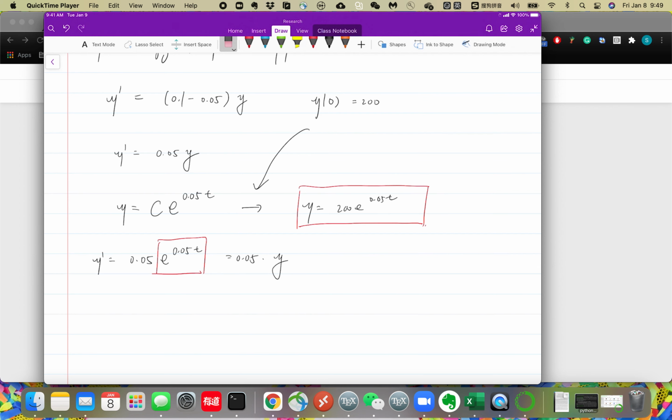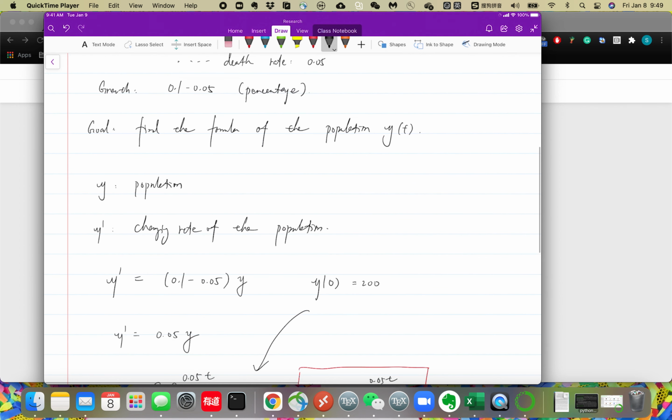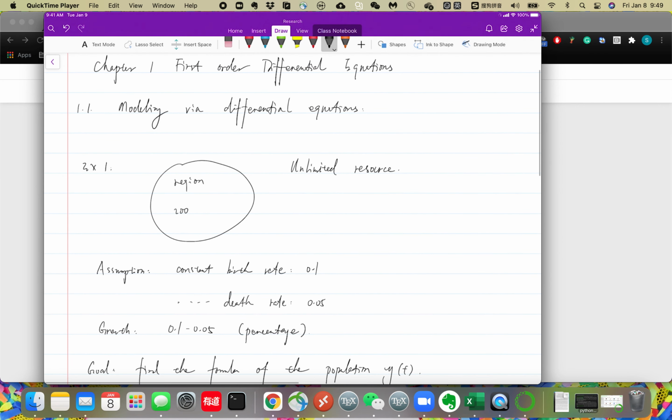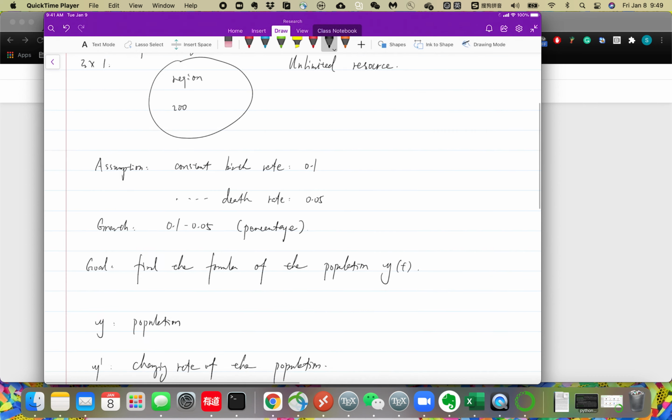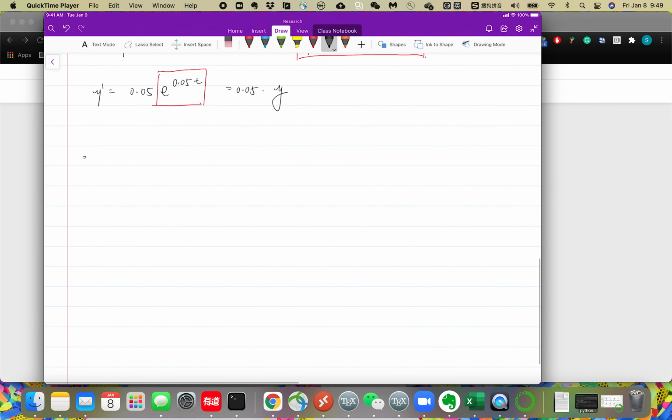Okay? So that's the first example of modeling population. Let's give it a name. We call this the exponential growth model, which is probably the simplest. It is useful already, but hopefully we can do better. How do you do better?